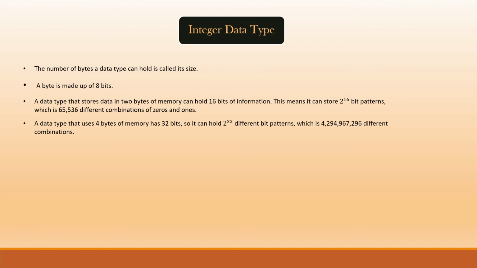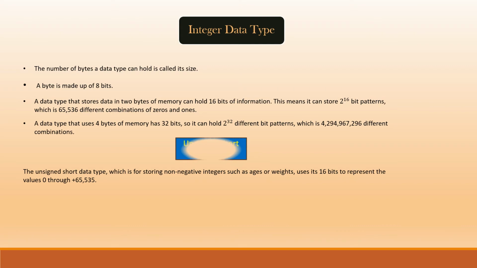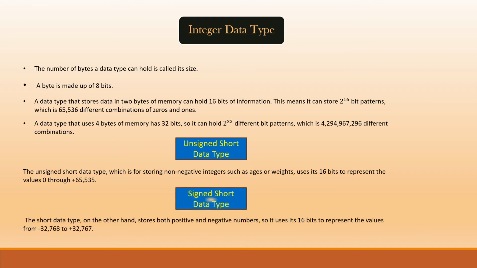For example, the unsigned short data type represents the values 0 through positive 65,535. The short data type, on the other hand, stores both positive and negative numbers, so it uses its 16 bits to represent the values from -32,768 to positive 32,767.